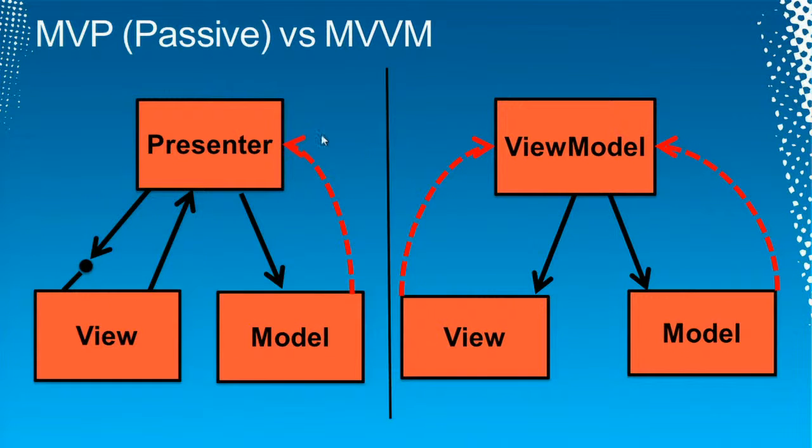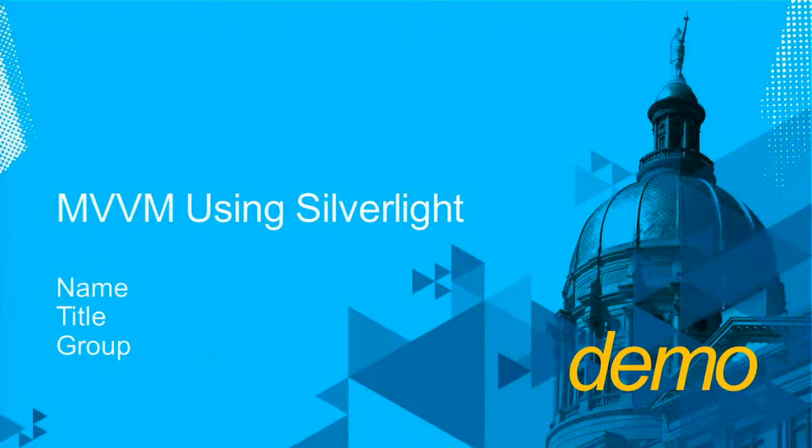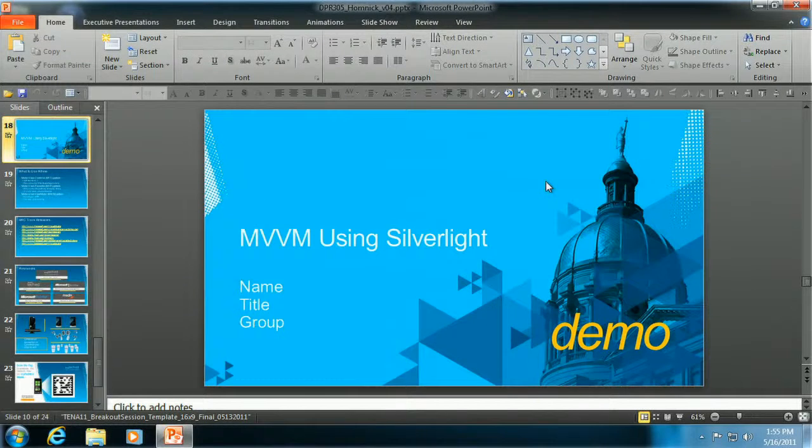So here we see comparing it to an MVP passive type of a scenario. We're getting the direct connects between the view and model, and then an indirect connection through a binding and eventing model built in to WPF Silverlight. So let's take a look at MVVM.